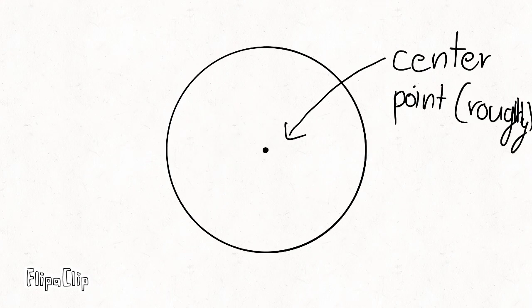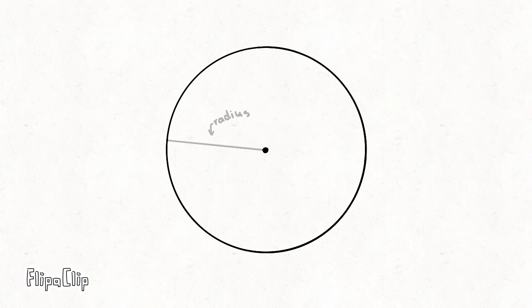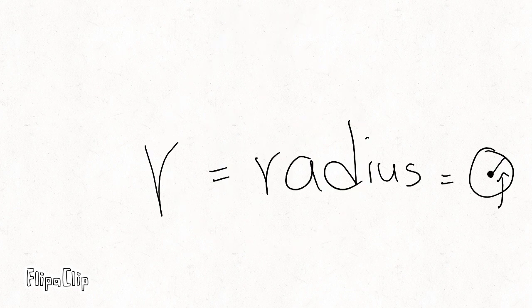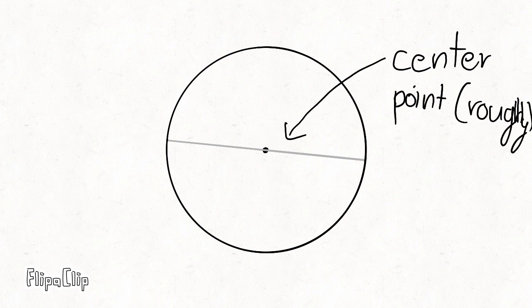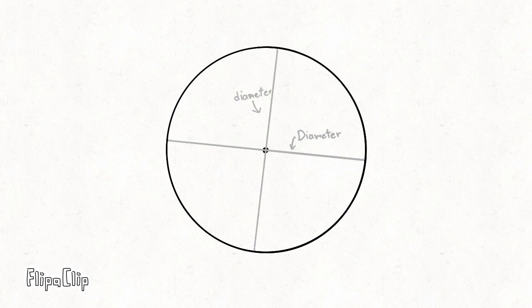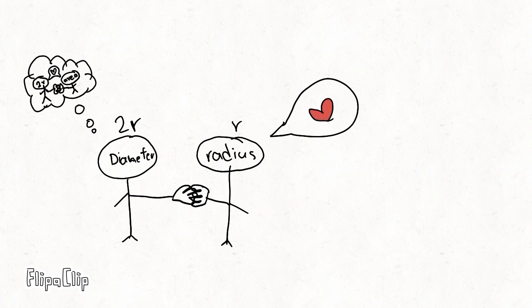The distance from the circle line art to the center point inside the circle is called the radius. It's this line and can be on any side as long as it's going to the center and is a straight line. It's usually represented as r. Now, a line straight across the circle is called the diameter. It's sometimes represented as 2r, as it's twice the radius. This is what it looks like. Just like the radius, it can come from any direction. So yeah, the radius and diameter are pretty closely connected.